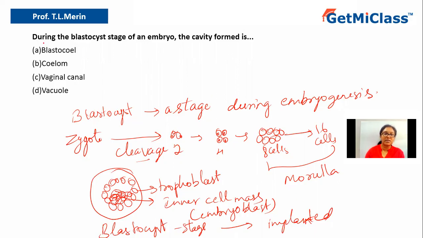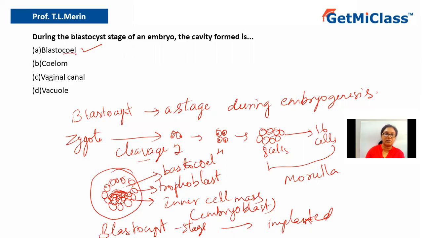Now let us see the question again. It says, during the blastocyst stage of an embryo, the cavity formed is. So this cavity which is formed here, with the inner cell mass, is called the blastocoel. Why? Because it is the cavity present in the blastocyst. That's why it is called blastocoel. So let us understand the options. Option A says blastocoel. Yes, because it is present in the blastocyst, it is also called blastocoel.